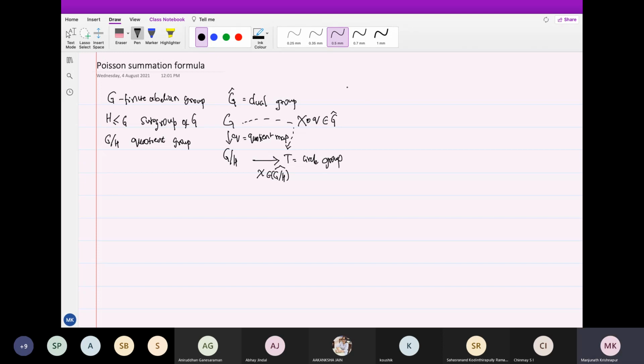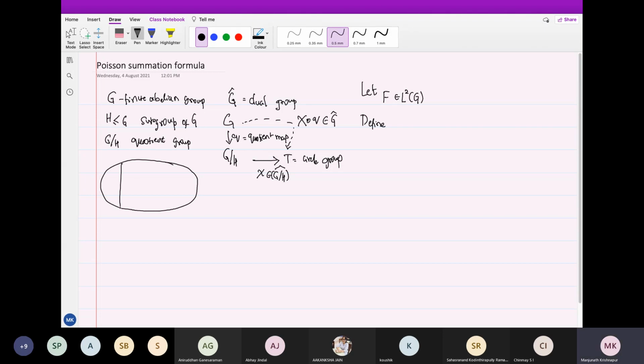Now, what I want to do here in Poisson summation is this. I have a function f in L2 of the group. Let's start with a function in L2 of the larger group G. I want to make a function on G mod H. How do I define a function on G mod H?